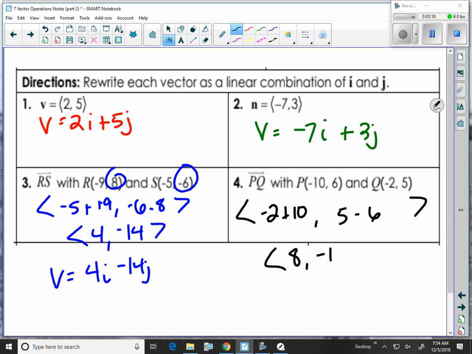So we should get 8, negative 1. Okay, check my work, make sure I get the same thing you are. We agree with 8, negative 1? Yeah. Okay, and then we put it into a linear combination: 8i plus negative j, or you could say minus 1j. It doesn't matter if you put the 1 because it's implied. If you don't see a number, it's implied.